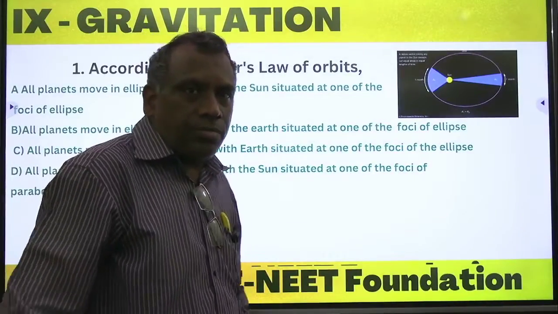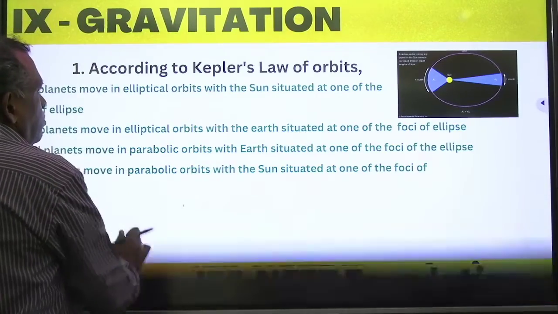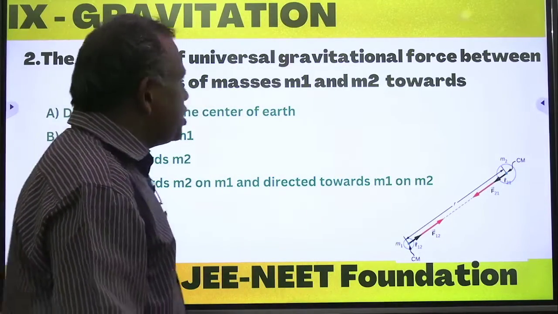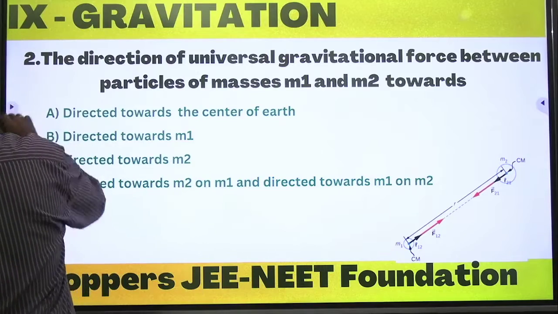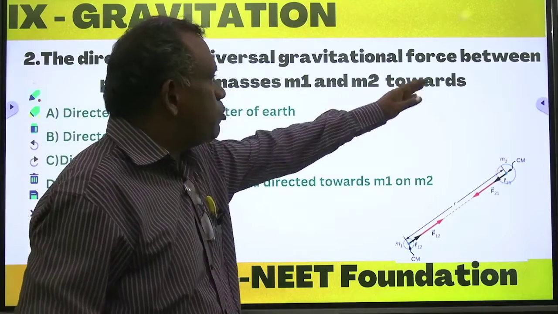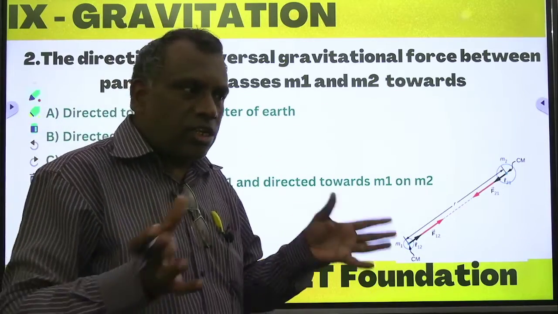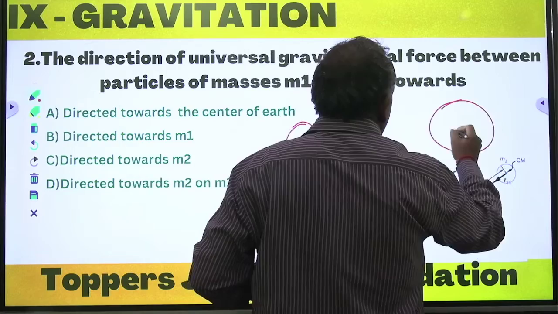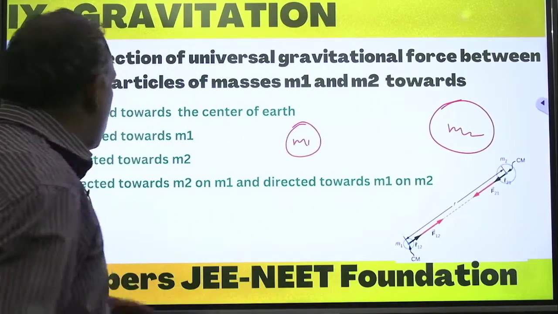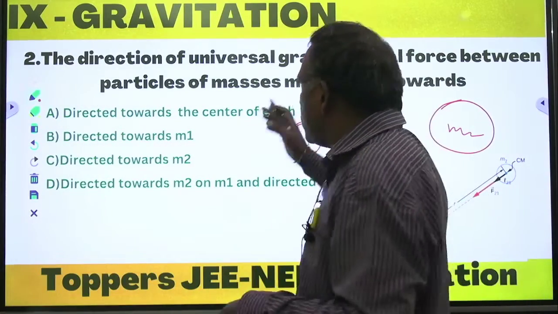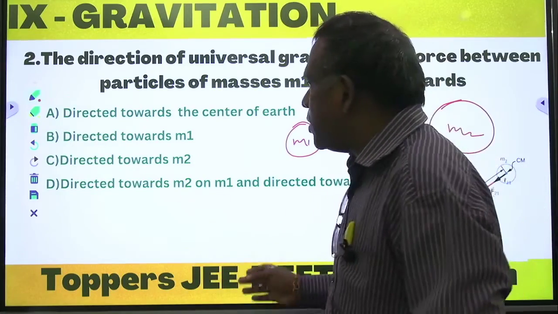The second question is on gravitation. The direction of universal gravitational force between particles of masses m1 and m2 is towards dash. There is a gravitational force between 2 particles. Let us say this is m1, the mass of the particle, and m2 is the mass of another particle. So how is the force going to be directed, the direction of the gravitational force?